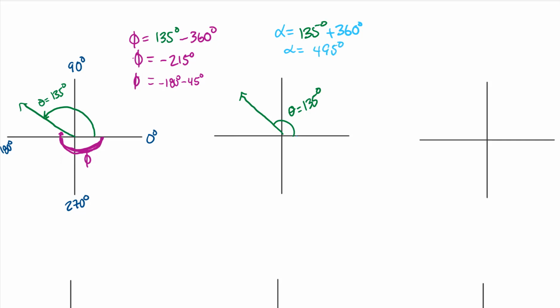If we add those two things together, that's going to be 495, which is saying we're going to go 135 degrees. There's the 135. And now we're going to spin around in a circle. How far is a circle? It's 360. So there's your angle. Alpha is 495 degrees. Coterminal angles.